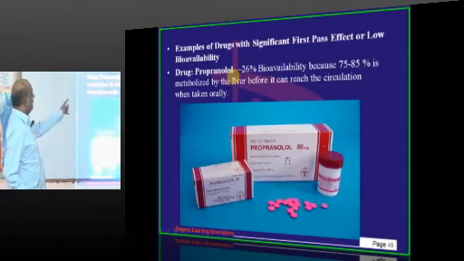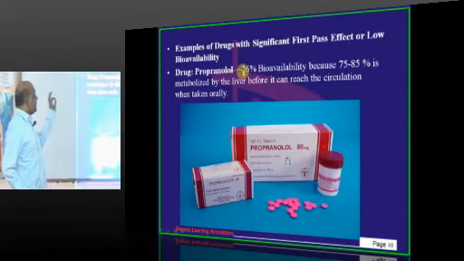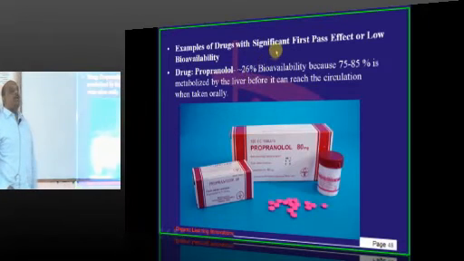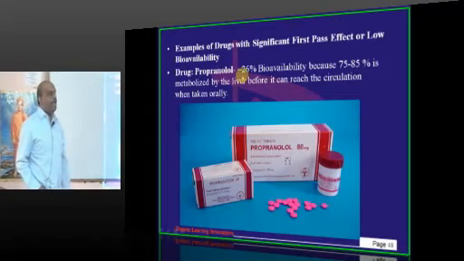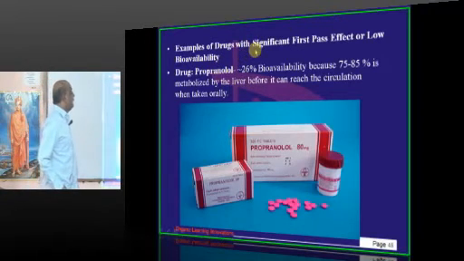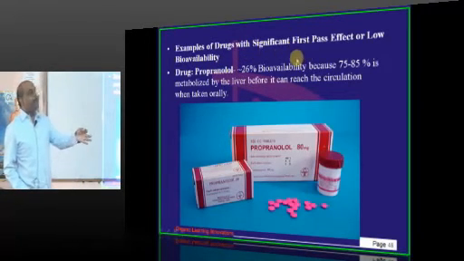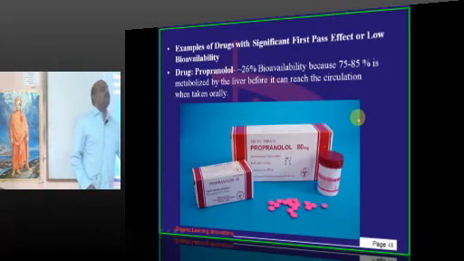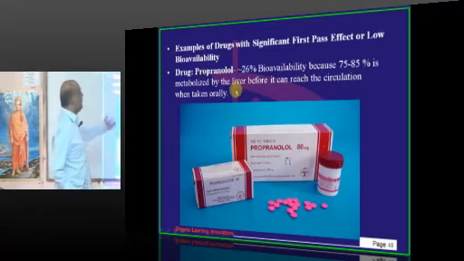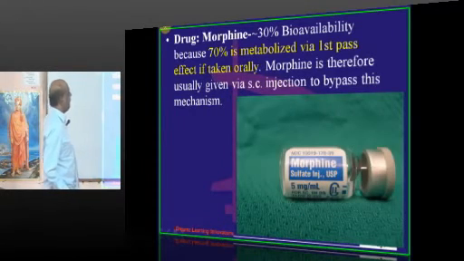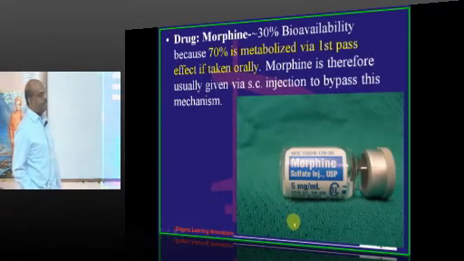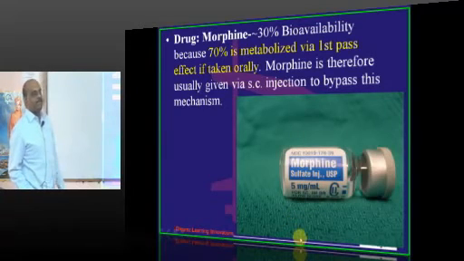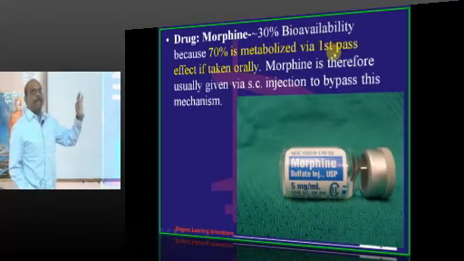Now doctor, what are those drugs which are known to have a significant amount of first pass metabolism that lowers their bioavailability is a very important question. Propranolol, which is an important antihypertensive, has 26% bioavailability only, because 75% of it is metabolized by the liver, is what needs to be remembered. Morphine, a very common painkiller and also a drug used to treat pulmonary edema, has only 30% bioavailability.